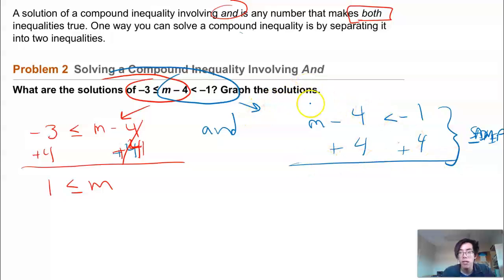And then cancel it out right here. It's going to give me m is less than 3.